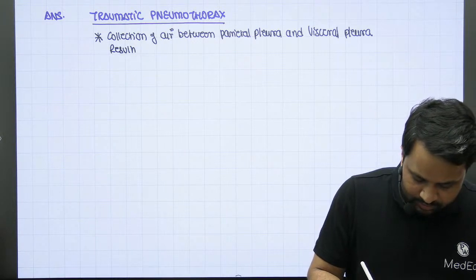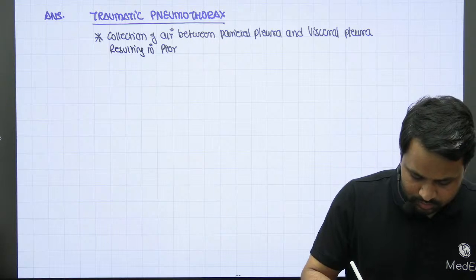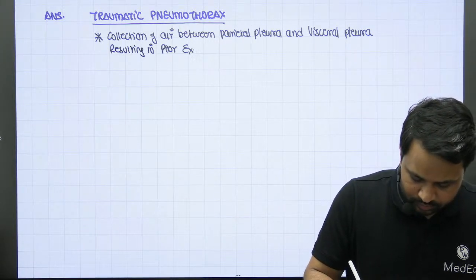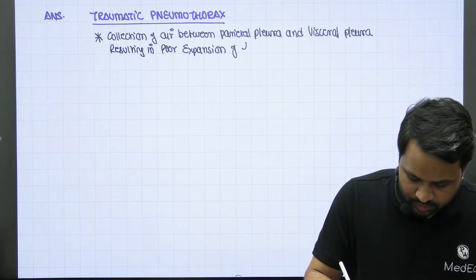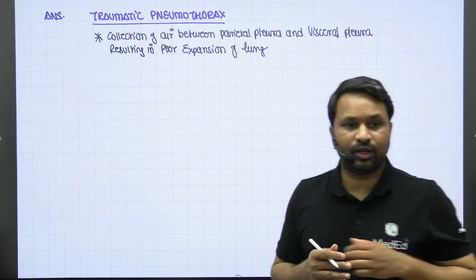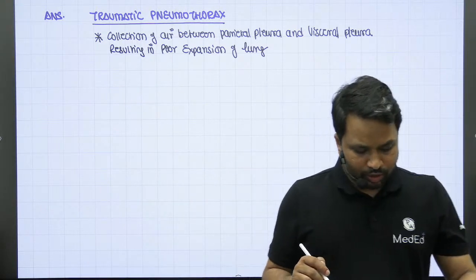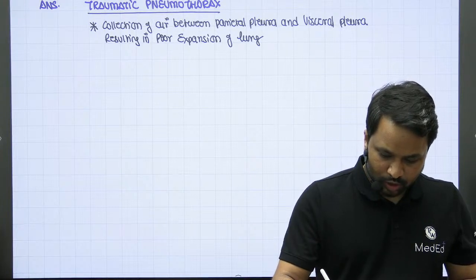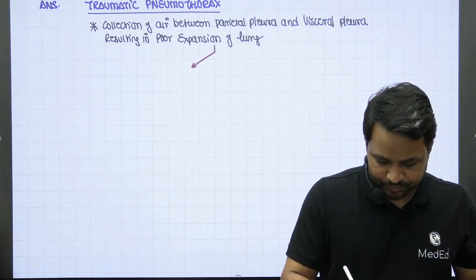Resulting in poor expansion of lung is what we call as pneumothorax. As simple as that. Now, pneumothorax can be of two varieties. One is your open pneumothorax, another is a tension pneumothorax. So we'll classify them accordingly.